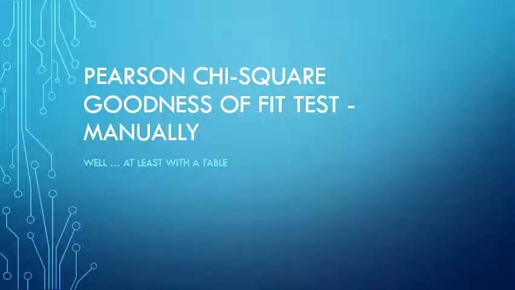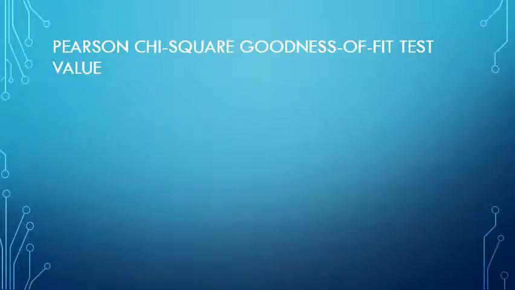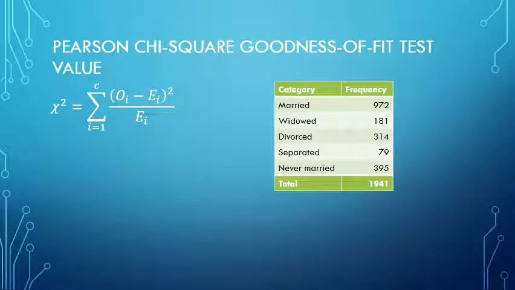Welcome. In this video I'm going to show you how to determine the chi-square value for a Pearson chi-square goodness of fit test manually using a chi-square distribution table. The formula for a chi-square value is as follows, which might look very frightening to some. But don't worry, we'll go over this one by one using an example.